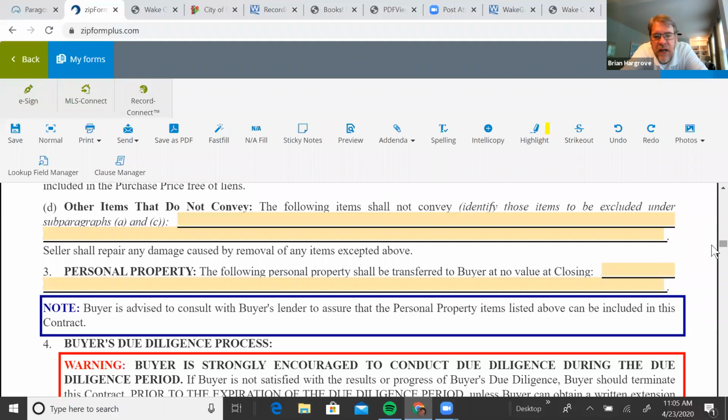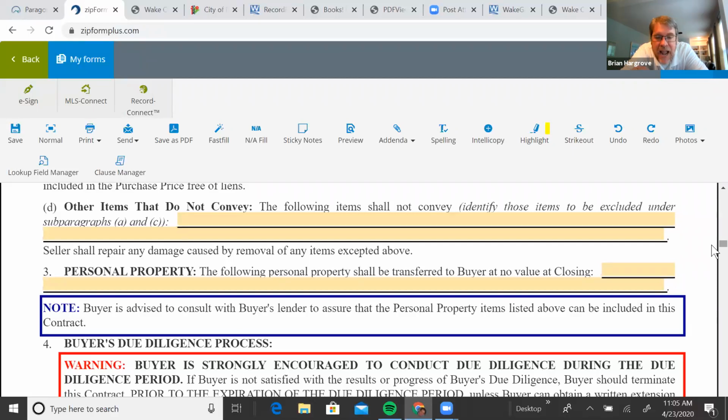So you send this contract over and the seller signs it. And under other items that do not convey, they forgot to put in the chandelier. Now, it's going to get ugly and it's going to be messy, but per contract, that chandelier would belong to your buyer. If they don't close or if they don't leave the chandelier, they'd be in breach of contract.